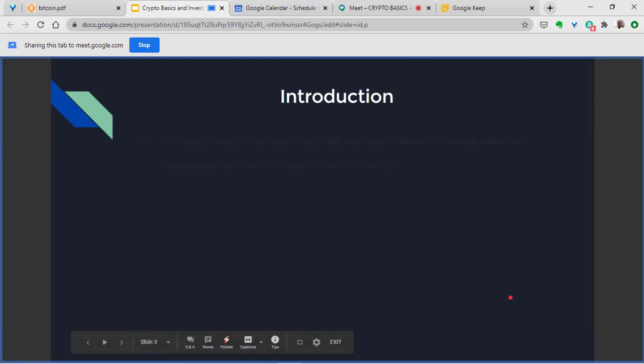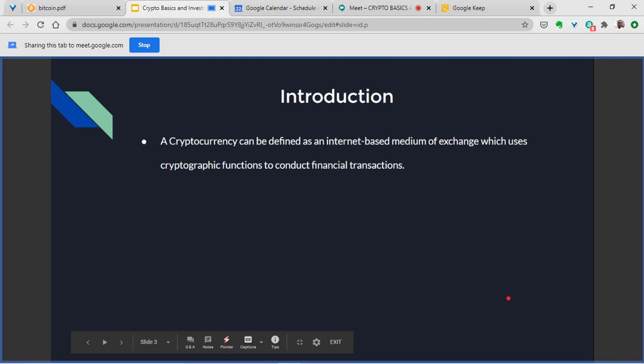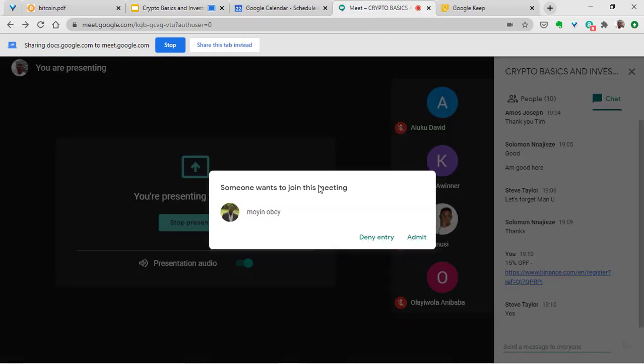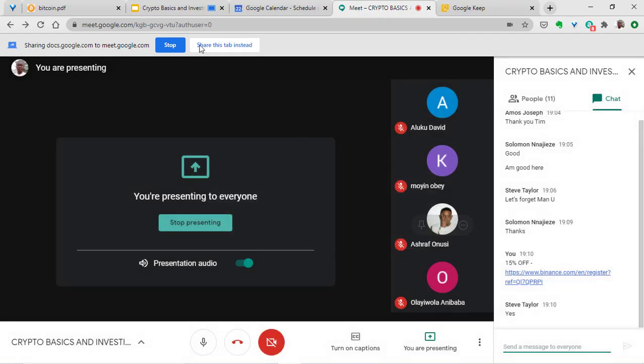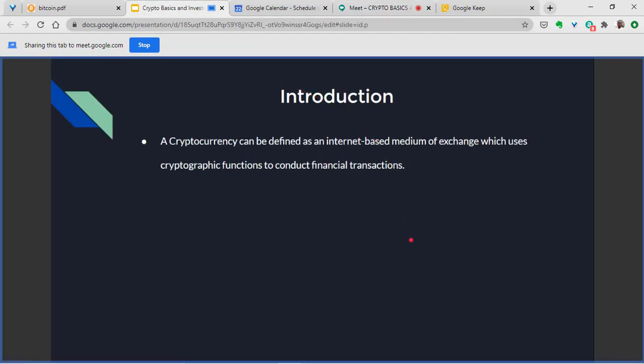Basically now, what we want to talk about is what are cryptocurrencies. Cryptocurrencies are just a medium of exchange. They use some form of cryptography to ensure the security of financial transactions. What that means, basically, is that cryptocurrencies are just a medium of exchange, same thing as your money.